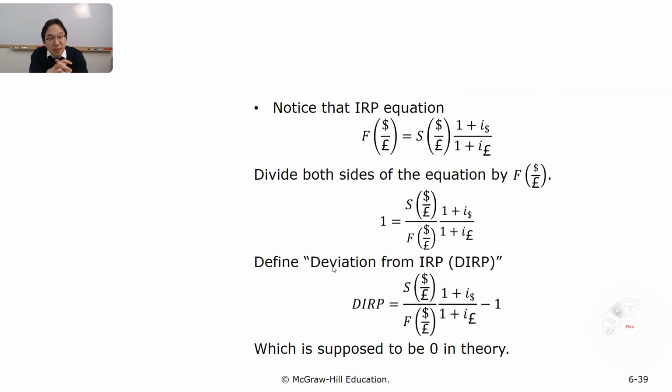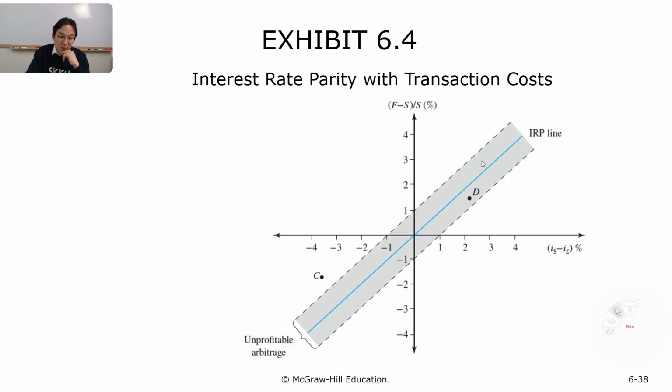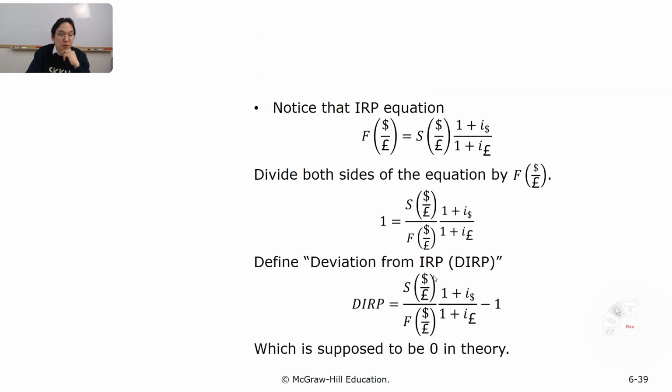Notice this IRP equation holds like this. Your forward rate, spot rate is like this. Divide both sides of the equation by forward rate like this. What am I trying to do? Well, I'm trying to calculate the deviation from IRP. The deviation from IRP is a measure of being away from this blue line. One way of measuring it is like this. So divide both sides of the equation by this, and left hand side it is 1. Right hand side is like this.